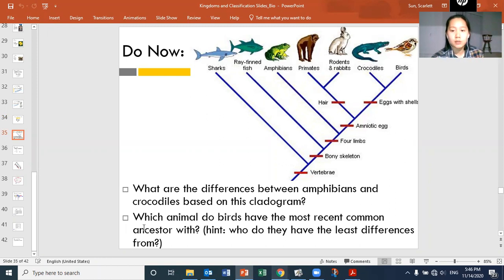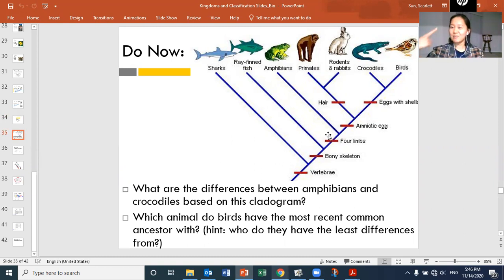Which animal do birds have the most recent common ancestor with? So the hint is, who has the least amount of differences? So is there a relationship that they have with another organism on here that has the fewest red tick marks? And what is that organism? The answer would be crocodile.